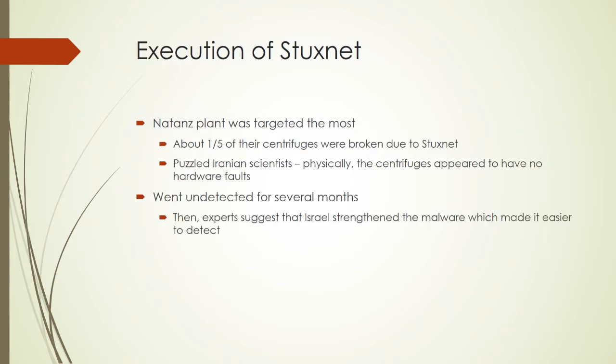During the execution of Stuxnet, who was targeted the most? The Natanz plant was targeted the most, in Natanz, Iran. About 1/5 of their centrifuges were broken due to Stuxnet. This really puzzled Iranian scientists, because physically, when they investigated the centrifuges, they appeared to not have any hardware faults at all, and they were just failing for no good reason.